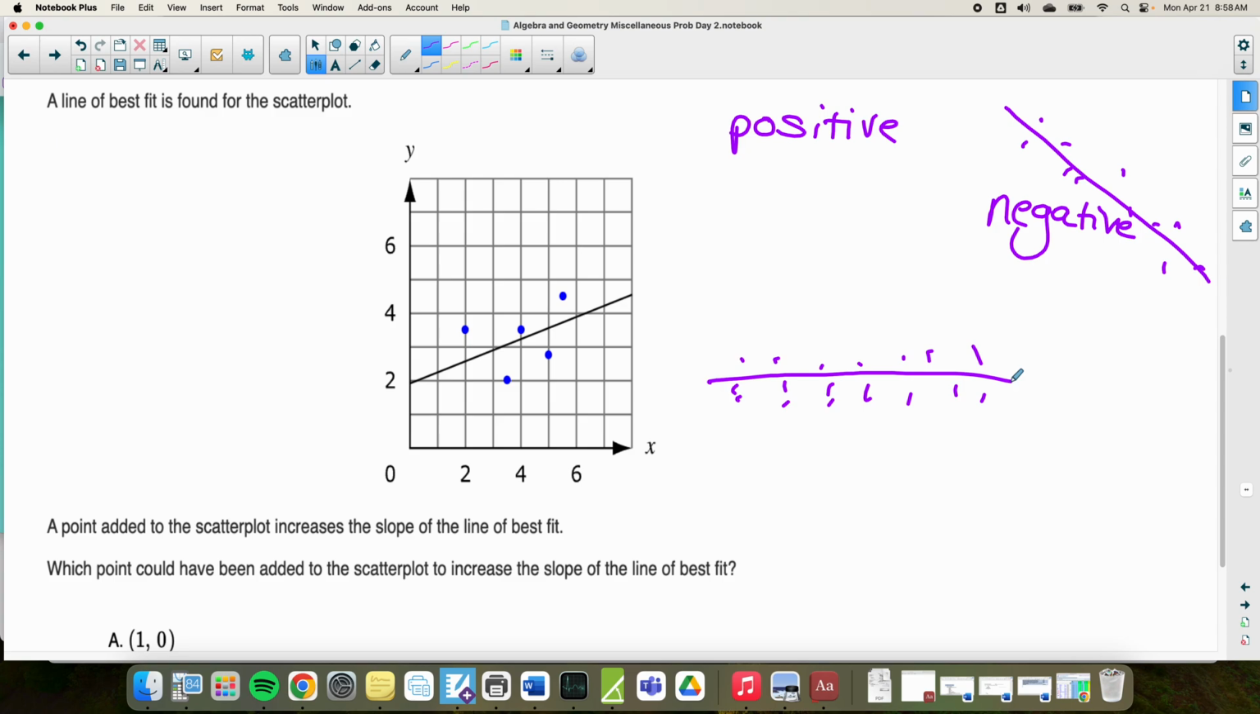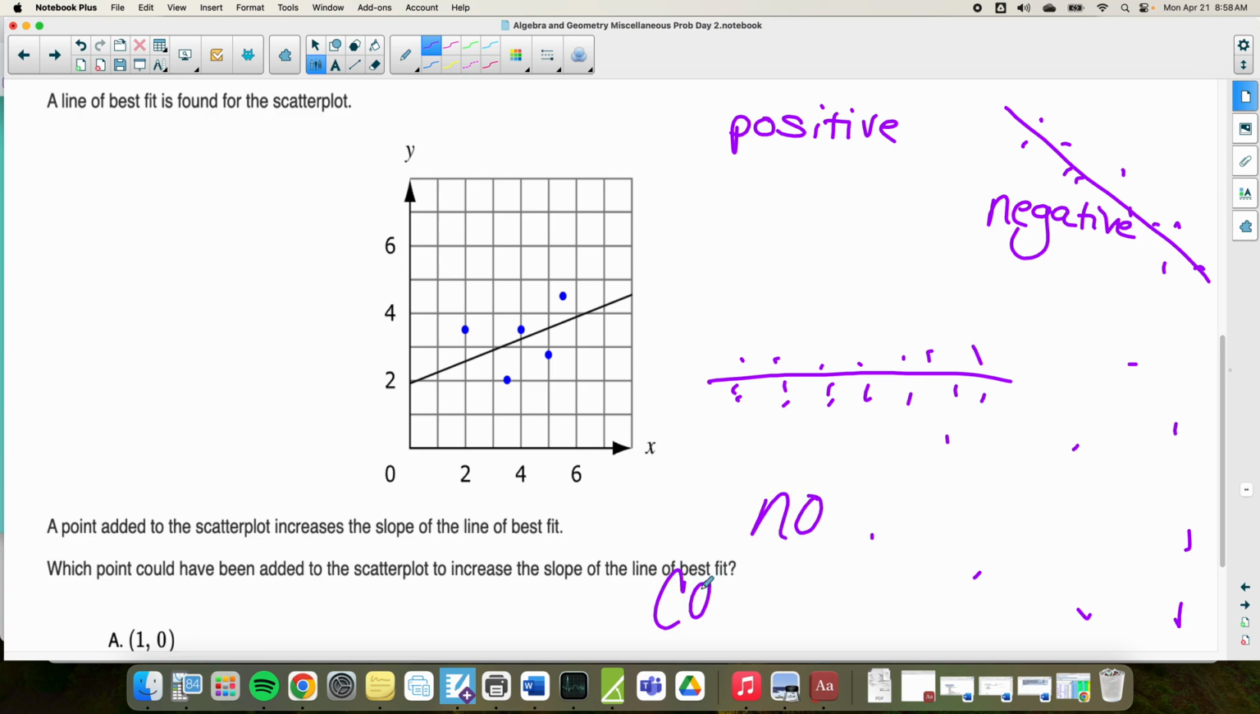I can look back and tell you. For some reason, I'm blanking on that right now. But then another one you could have is where your points are really random and you can't really draw a line. That would be no correlation.